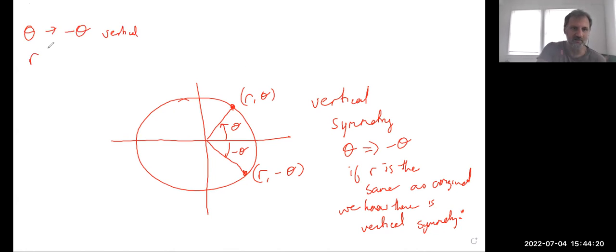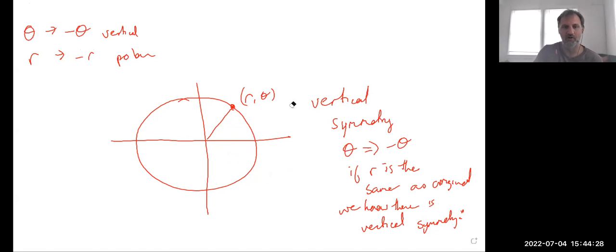The second test is r being replaced with negative r. This is polar symmetry, because what happens is I have a point, (r, theta), and I'm plugging in (negative r, theta), and I want that also to be a point. And so I would see that that comes out the other side, and I would have this point (negative r, theta). So if I rotate this 180 degrees, I end up with polar symmetry.